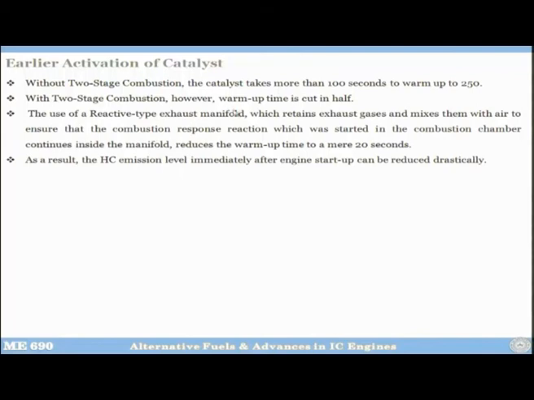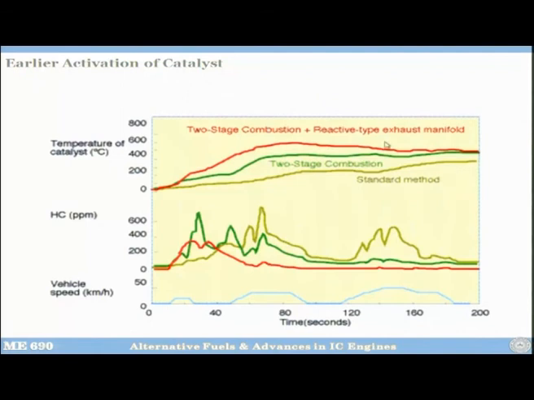So, therefore, in most modern engines which are high emission compliance vehicles, this is very frequently used. As a result, HC emissions immediately after engine startup can be reduced drastically. So, this is just a case study which I wanted to show you of how this actually works, earlier activation of the catalyst.